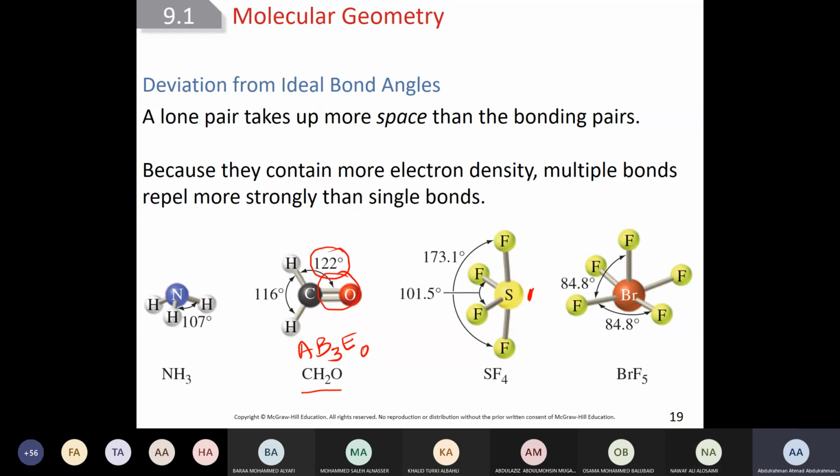122. And this one, you don't have to memorize these numbers. But I want you to tell me that this is greater than 120, and this is less than 120. Why is that? Why did it become greater than 120? Because the double bond takes more space.